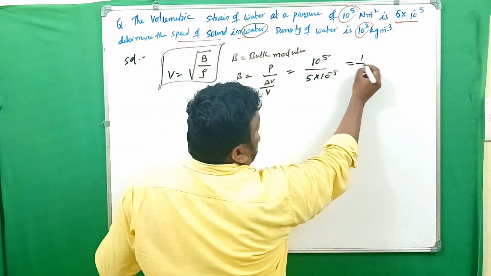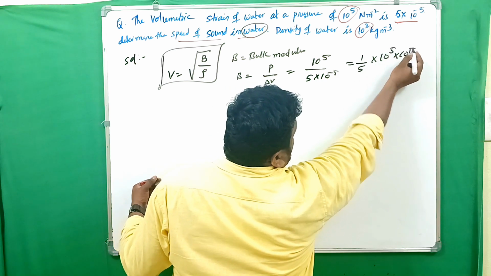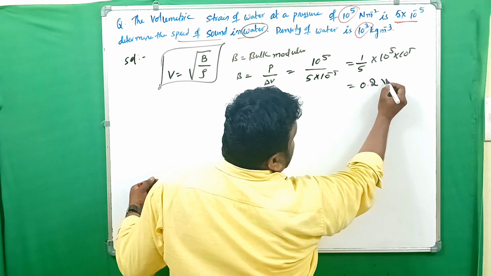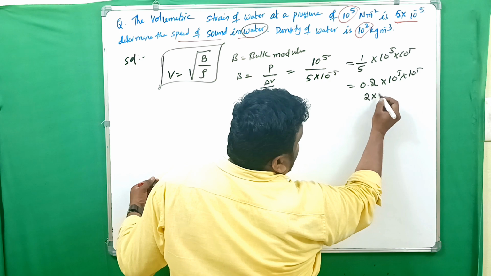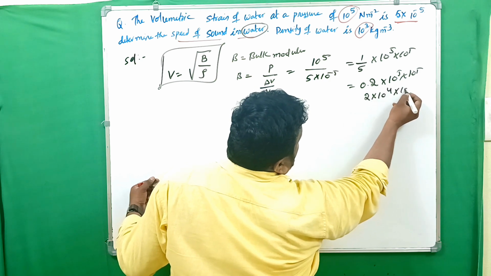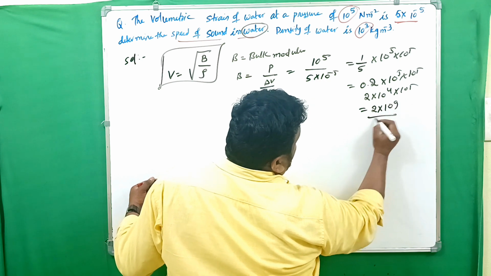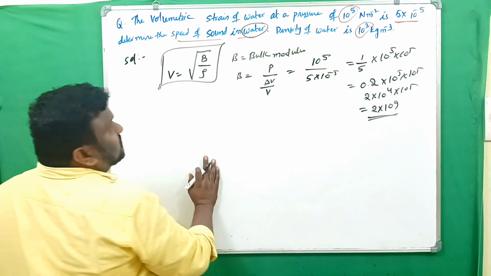That is equal to 1 by 5 into 10 to the power of 5 into 10 to the power of 5. Clear? 1 by 5 means 0.2 into 10 to the power of 5 into 10 to the power of 5, which can be written as 2 into 10 to the power of 4 into 10 to the power of 5. So we get 2 into 10 to the power of 9. Clear? So 2 into 10 to the power of 9 is the B value.